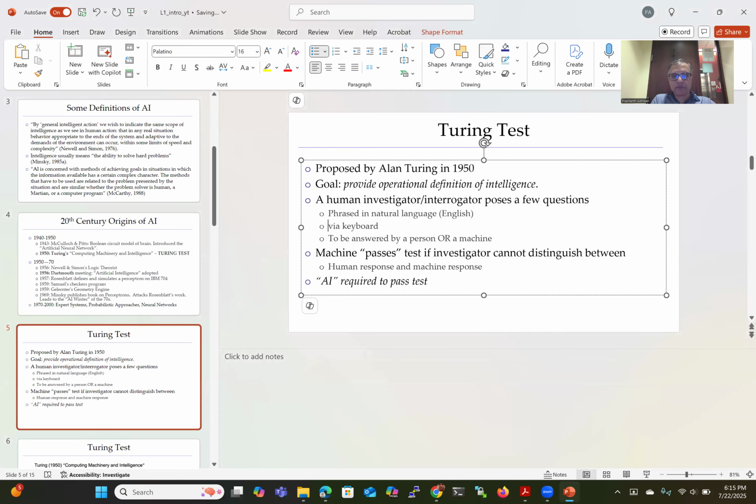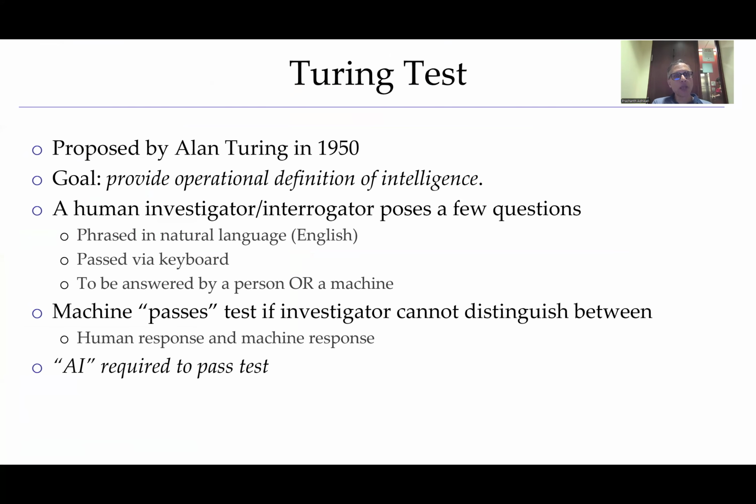Okay, sorry for that error. So you don't want to use voice. You don't want to use anything that could indicate whether there's a human or a machine involved. So this is text that is being transmitted, and it is to be answered by a person or a machine that is invisible to the interrogators. The interrogator doesn't know whether it's a person answering or a machine that is answering.